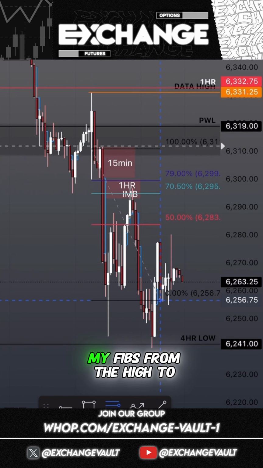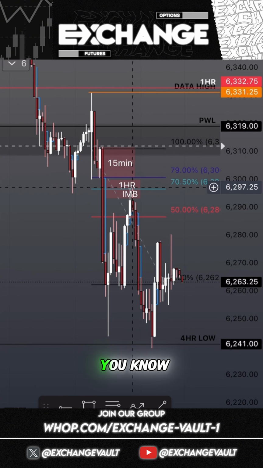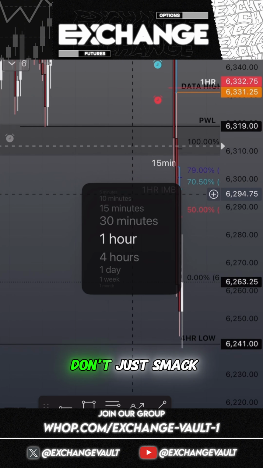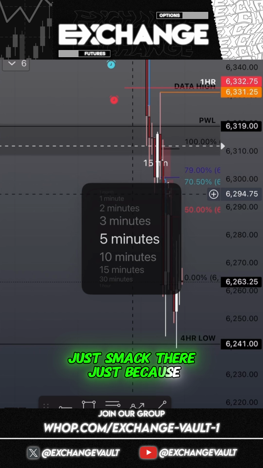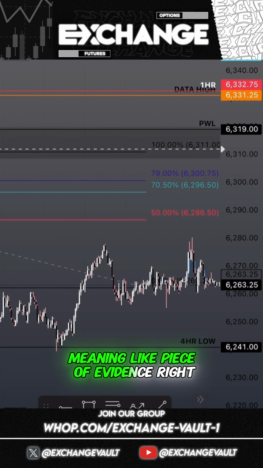So what I did is I took my fibs from the high to the low. I waited for a retest into the fibs. This is where I look for some type of reaction. Now, I don't just smack there just because we have fibs. So everything I use is a piece of confluence, meaning a piece of evidence, right?